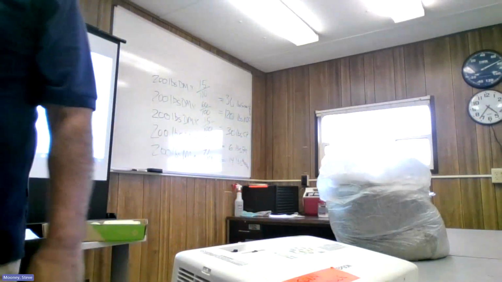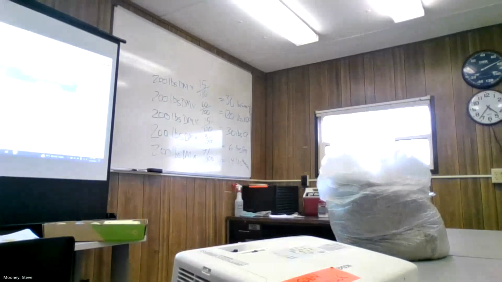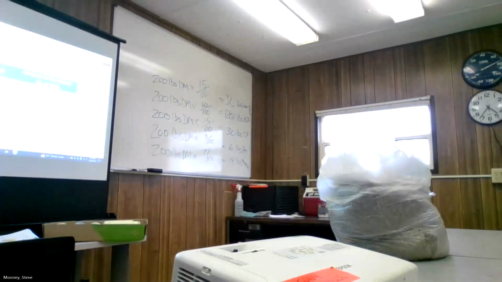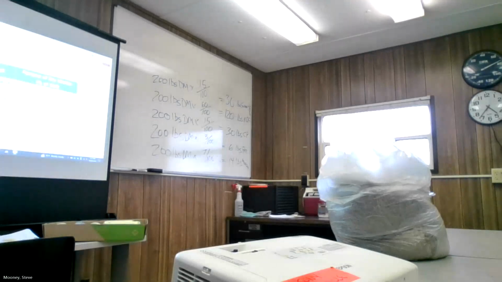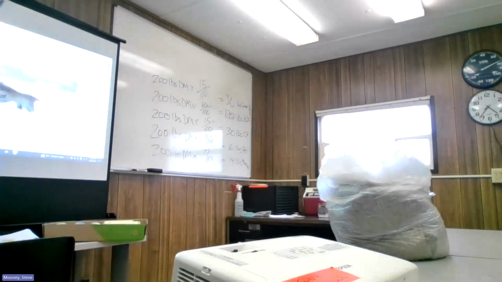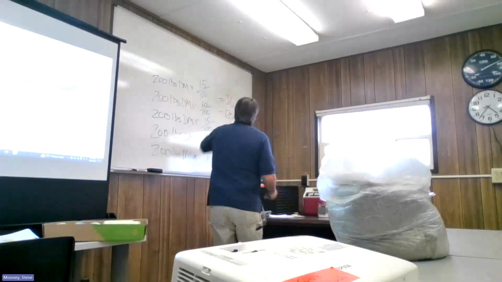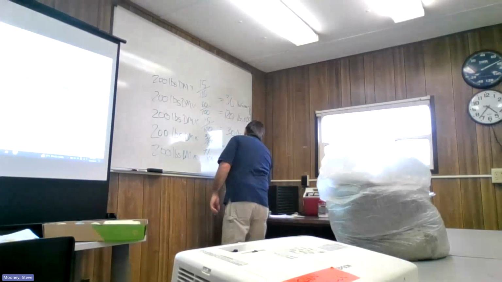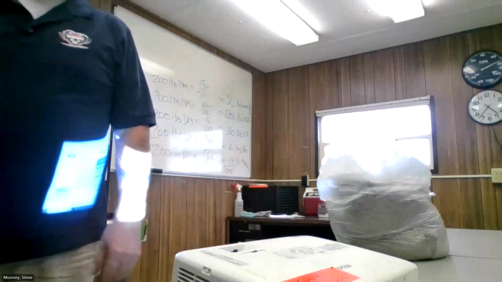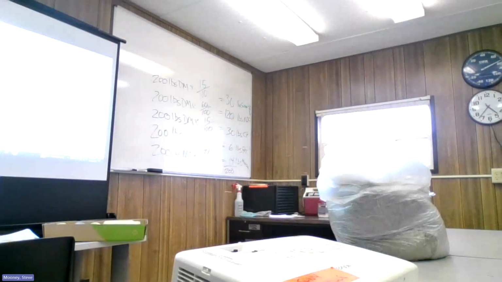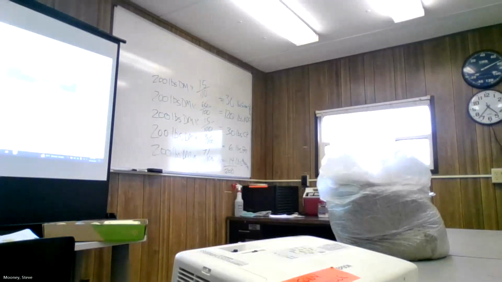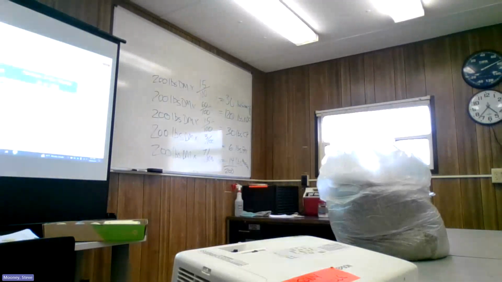So is everybody seeing that approach? So how do I check myself? If this column adds to 100, this column over here has got to add up to 200 or whatever I started out with. Everybody with me on that? Any questions?